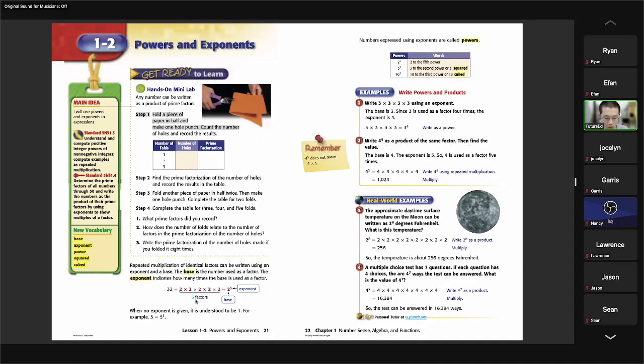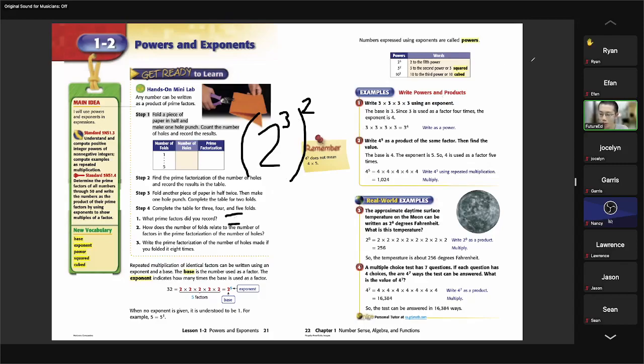I'm gonna clear the screen. Let's do one more. Let's say I have, I'm using a lot of 2s today, 2 to the third, and then I square it. Wow. 2 to the third squared. How would I simplify this? What's another way I can write this?